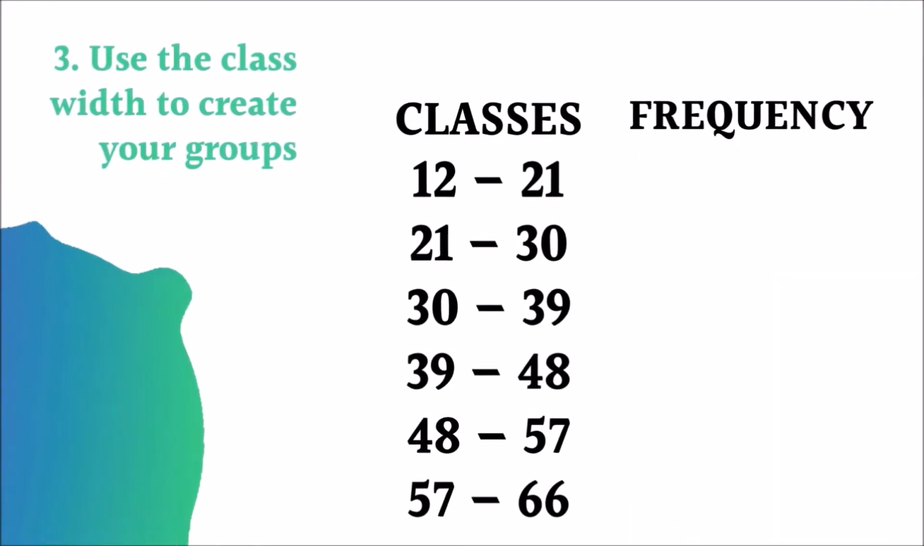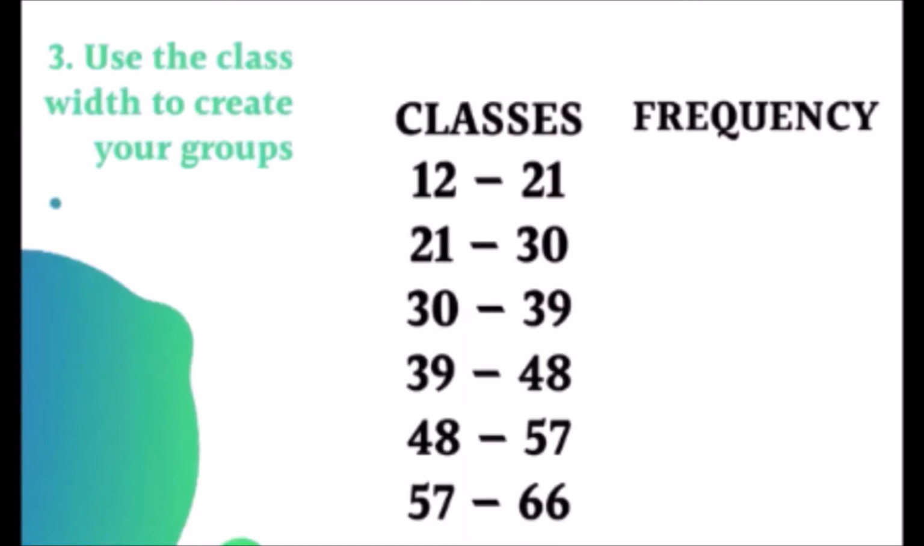Now let's go to step 3. Use the class width to create your groups. I'm going to start at the smallest number we have, which is 12, and count by 9 until I have my 6th group. For example, my first group will be 12 to 21 since 12 plus 9 equals 21. My next group would be 21 to 30 since 21 plus 9 is 30.